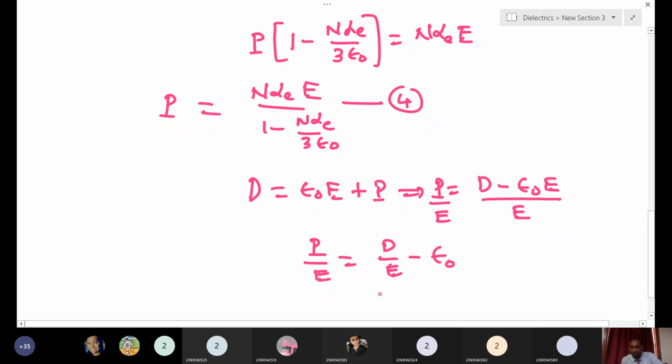From there, what can we write? D is equal to epsilon E. The displacement vector is equal to the medium permittivity and the electric field. We know this expression. So D by E is equal to what? Epsilon, right? So you simply substitute that expression.